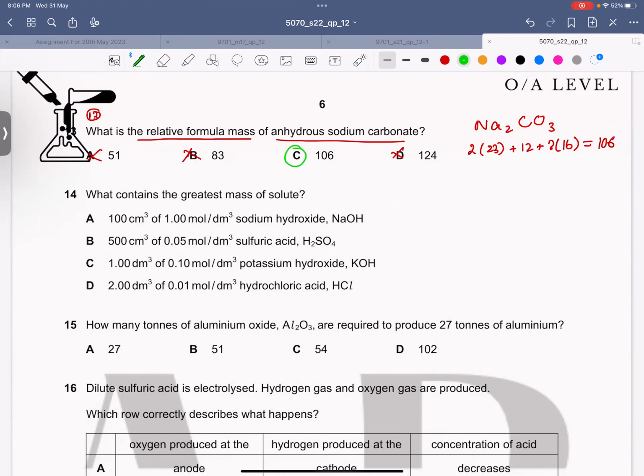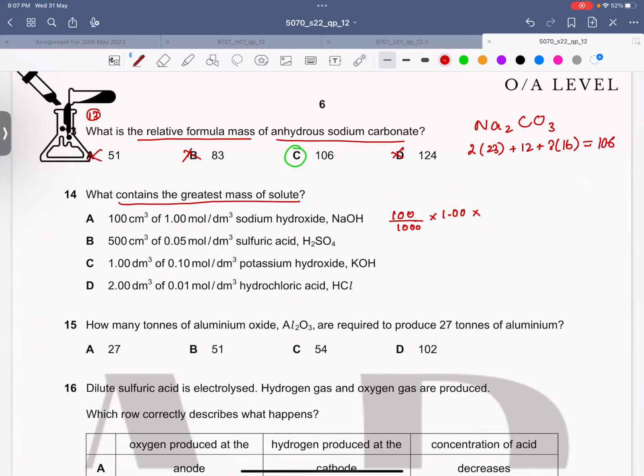46 and 48 and 12. 48 and 12 give you 60, 60 and 46 give you 106. Okay, question number 14. What contains the greatest mass of a solute? Okay, so 1 mole per dm cube, 100 centimeter cube. So 100 divided by 1000 turns it into decimeter cube. Then multiply by 1 would give you the number of moles. Then multiply by its MR to give you the mass.